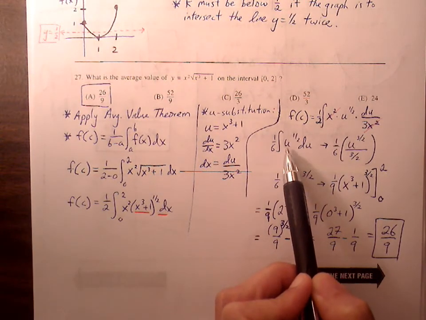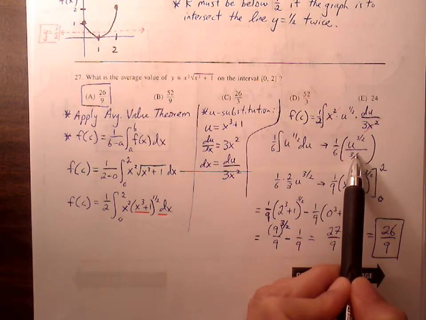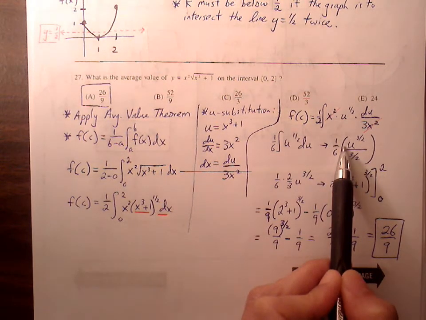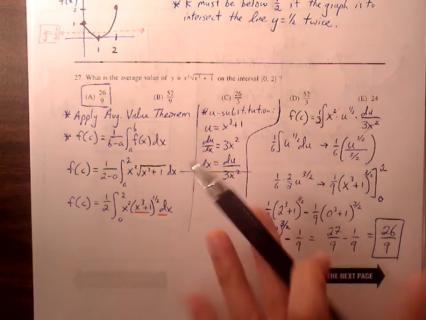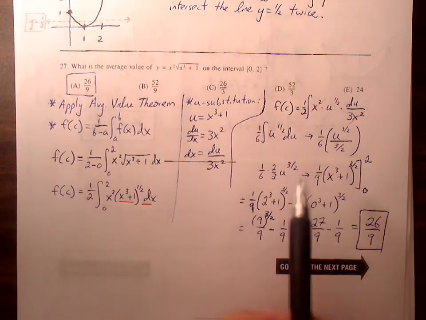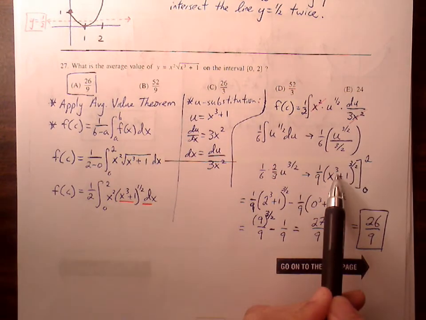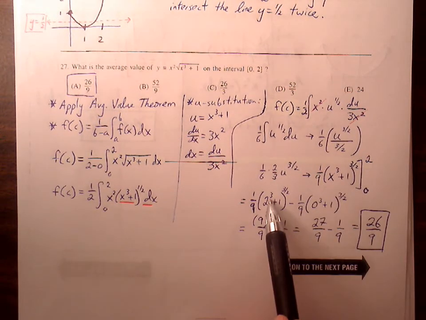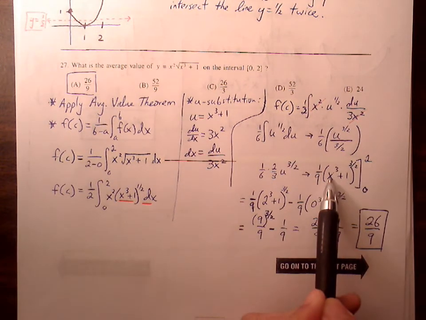So we will get ready for our power rule. u to the 1/2 becomes u to the 3/2 over 3/2. We flip that 3/2 up as 2/3. We have our antiderivative. Let's bring it back in terms of x, and then we can use the original bounds. So upper bound gets plugged in first. We get 2 cubed plus 1 to the 3/2, 9 to the 3/2. And then plug in 0. 0 plus 1 is going to be 1.